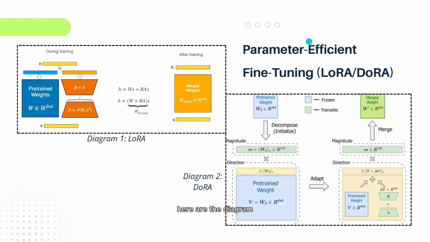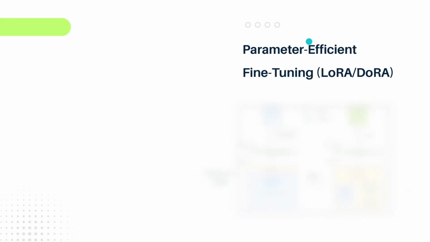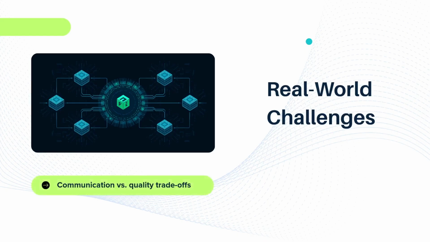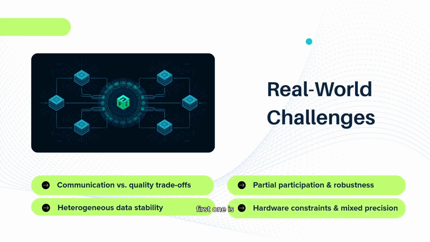Here is the diagram of the structure and architecture of LoRA. When we implement DFL in real-world scenarios, we encounter and bring to light significant challenges across both AI and system-specific aspects. First one is the communication and quality trade-offs. The second is partial participation and robustness. Third one is heterogeneous data stability. And the final one is hardware constraints and precision.